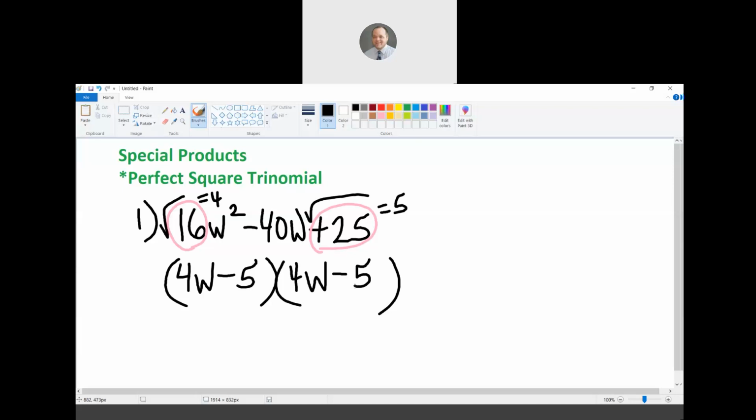MyMathLab, when you have duplicate bases, wants you to express your answer with a single exponent. So since we got 2 of these binomials, we can write them as 4w minus 5 quantity squared.